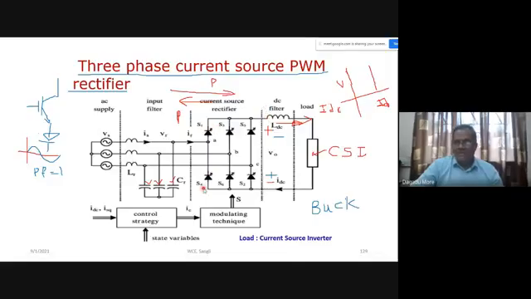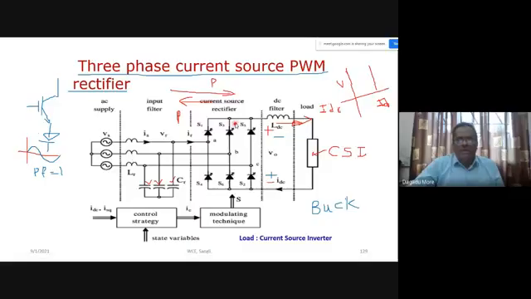Okay, one leg we can make on, not all. If you make all on, definitely the capacitors will be shorted. So one leg can be made on, no problem, but three upper devices cannot be switched on simultaneously. Similarly, three lowers cannot be on.